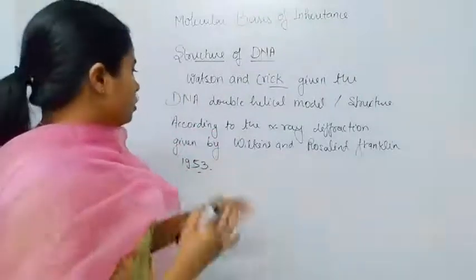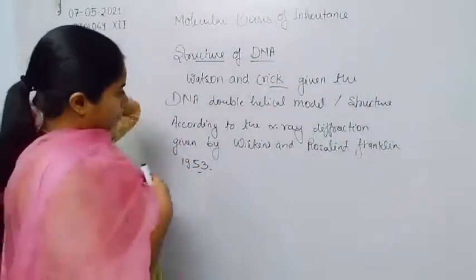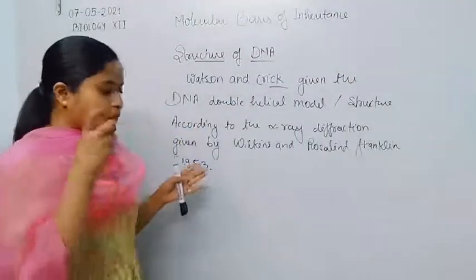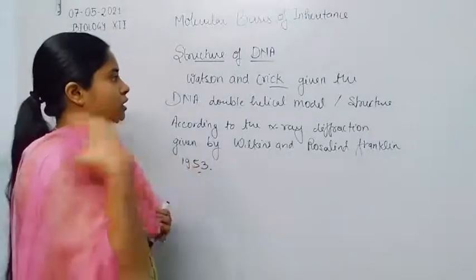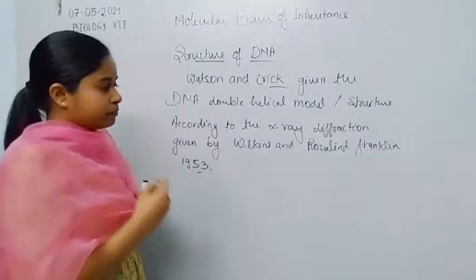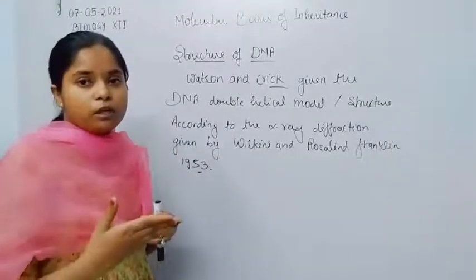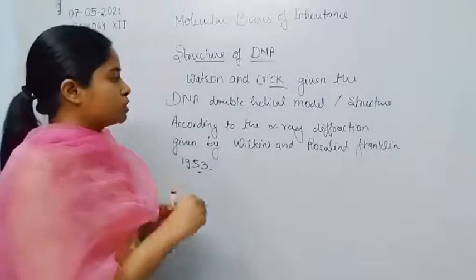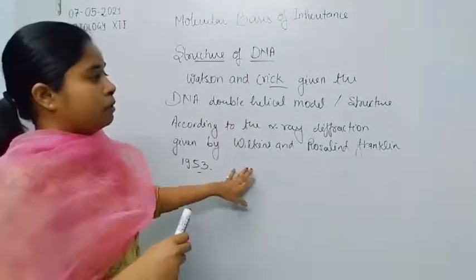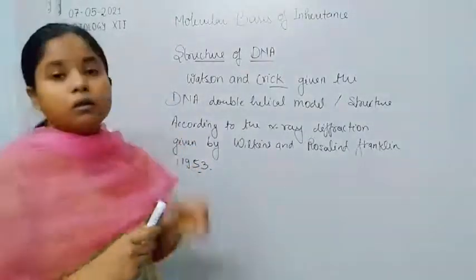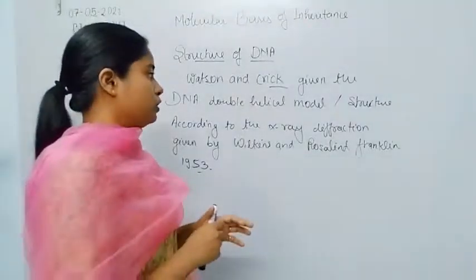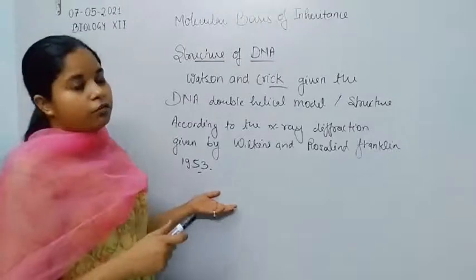On the basis of X-ray diffraction, the double helical structure was given by Watson and Crick. The DNA double helical structure is stable in nucleosomes, where it wraps around the histone protein to form the nucleosome. That's why the negatively charged DNA molecule is more stable when it wraps around the histone protein. So let us discuss the salient features of the DNA molecule.